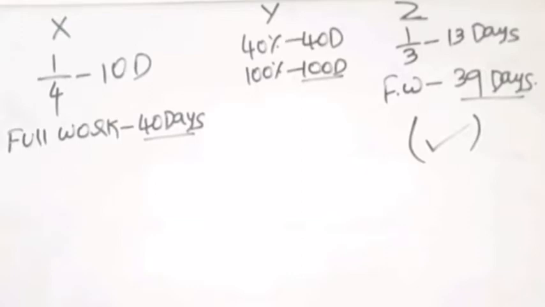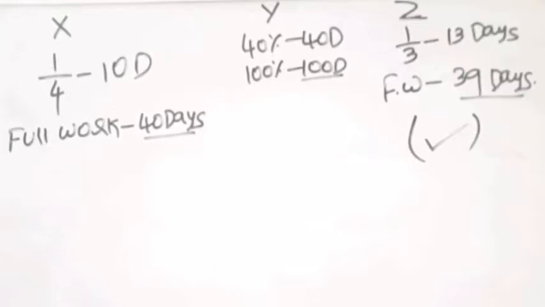So the question is who will complete the work first. Absolutely Z is going to complete the work in 39 days, next X can complete the work, and last Y can complete the whole work. Okay, hope you understand. It is also an interesting question, so practice more and more questions like this. So coming to the next question.